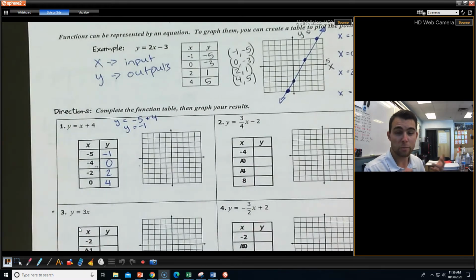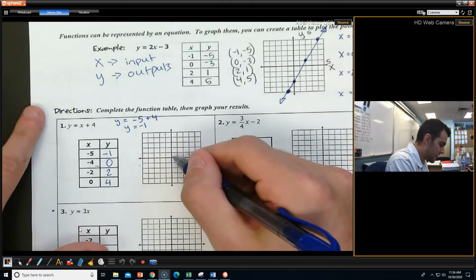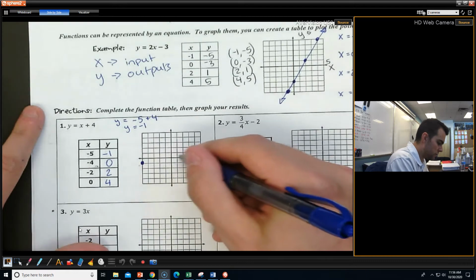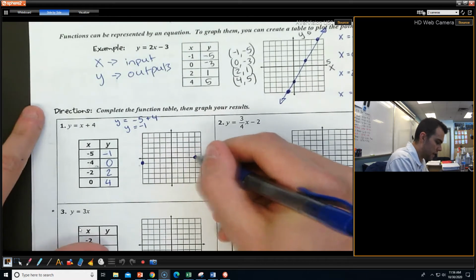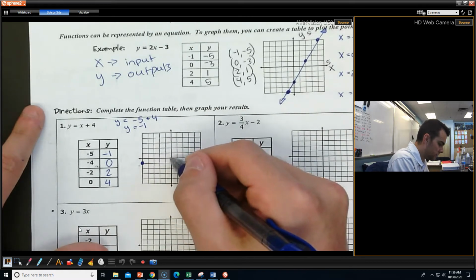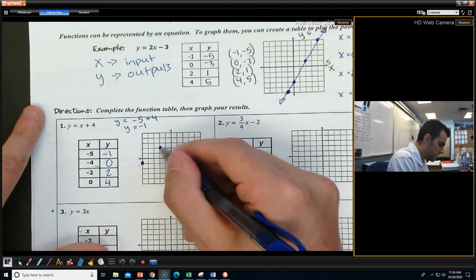And now let's actually plot these points. Let's see what that looks like. I got -5, -1 right here. I got -4, 0, 1, 2, 3, 4, 0 right here. I got -2, 2, -2, 2 up here.